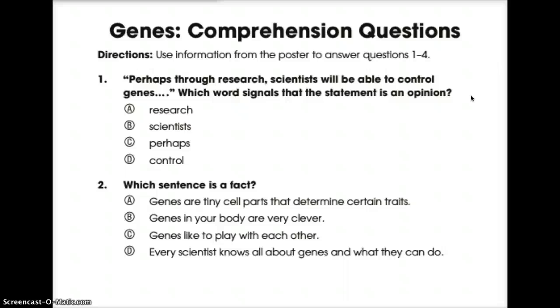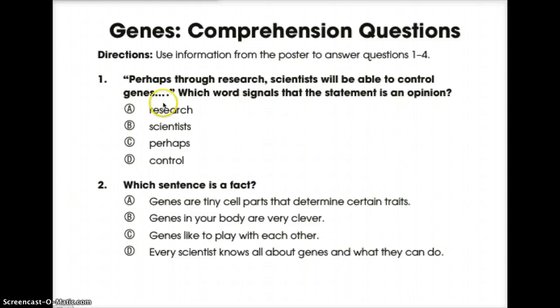So now we're ready to read and analyze the answer choices. It says, perhaps through research, scientists will be able to control genes, which word signals that the statement is an opinion. We know we need to find the word that signals an opinion. The signal word, perhaps, shows that this is an opinion. This statement cannot be proven true or false. I figured out the answer by evaluating the sentence and using what I know about facts and opinions to identify the signal word. The answer makes sense, so I'll choose C.